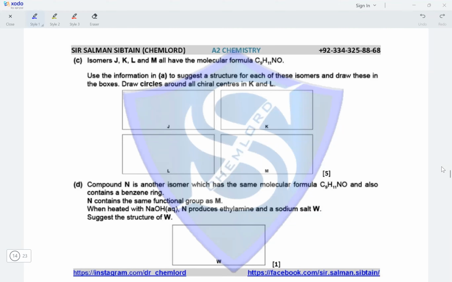Isomers J, K, L, and M all have the molecular formula of C9H11NO. Use the information in A to suggest a structure for each of these isomers and draw these in the boxes. Draw circles around all the chiral centers in K and L. Okay, so we list down the groups present that we identified in all these compounds. In J, we've got an amine and a methyl ketone. In L, we have an amine and a methyl ketone again.